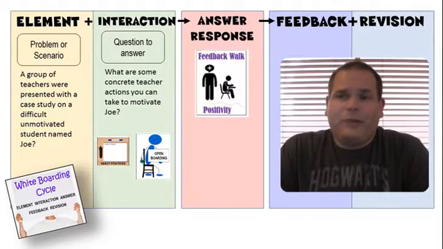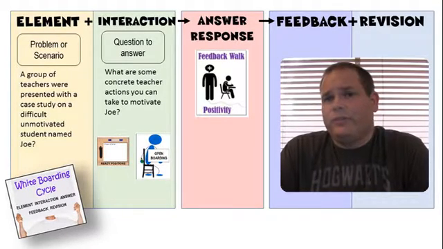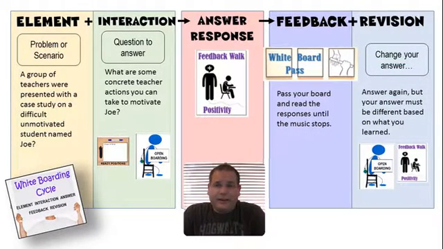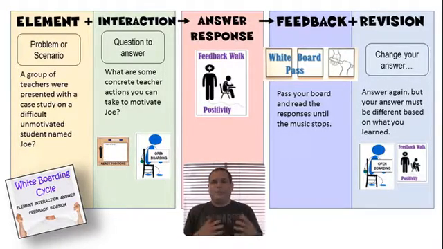While that's happening, I'm going to do a positivity walk. I'm going to walk around and I'm going to privately give teachers some positive praise for the things they're writing down. So now here comes the feedback. And in this case, I'm going to do a whiteboard pass. So now they're going to pass their board around until the music stops. So they might pass 5, 6, 7, 8, 9, 10 times, reading their peer responses, passing around to each other to get that peer feedback.